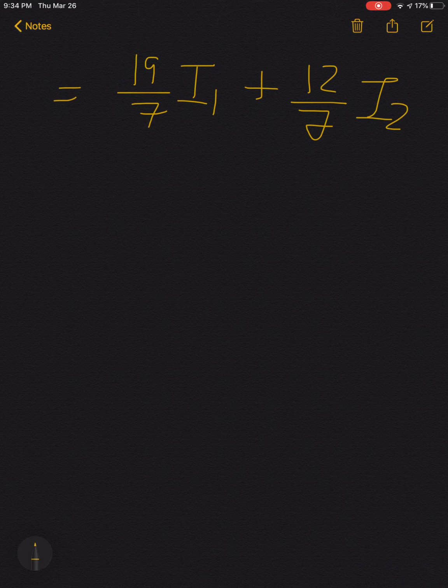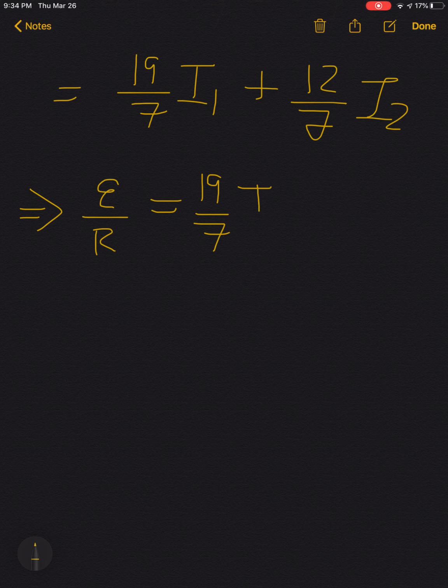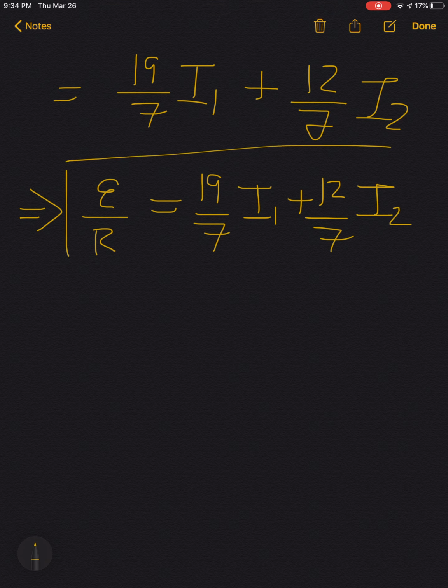Okay, and I just want to rewrite that to make it nice and obvious what's going on. E over R is equal to 19 over 7 I1 plus 12 over 7 I2. So that's one of the equations that we want to work with. In principle, we could just solve one of these right now, and in fact, that's probably what we're going to end up doing. But let's write out the second equation as well.